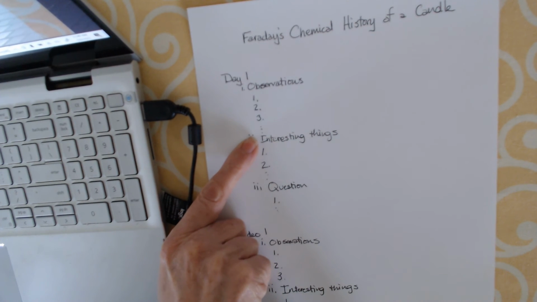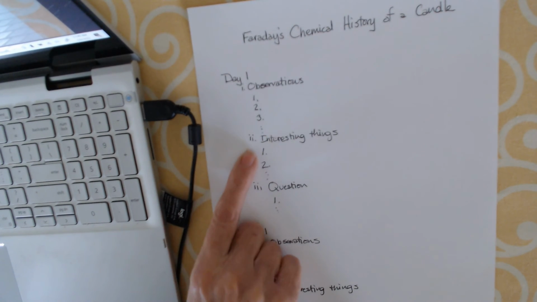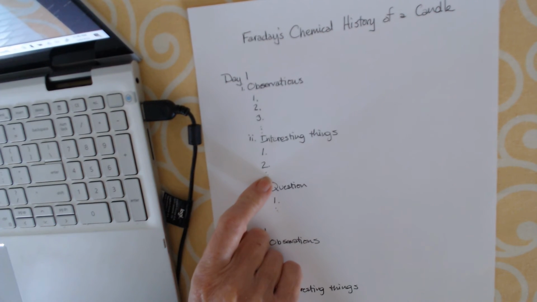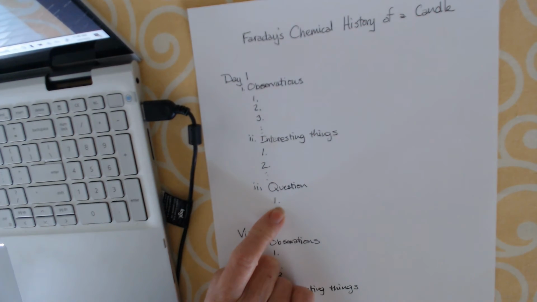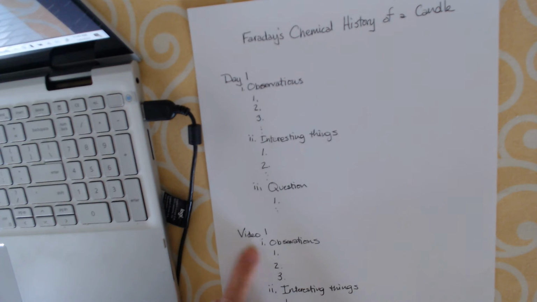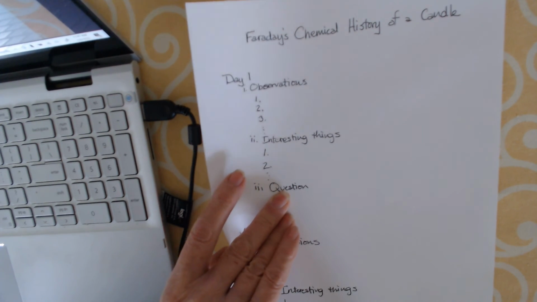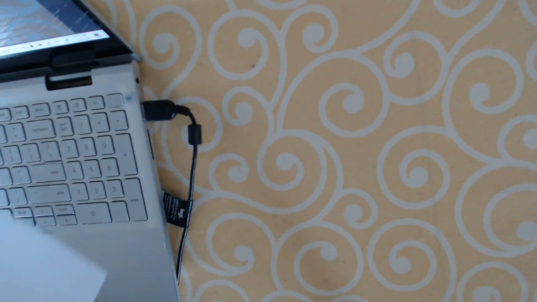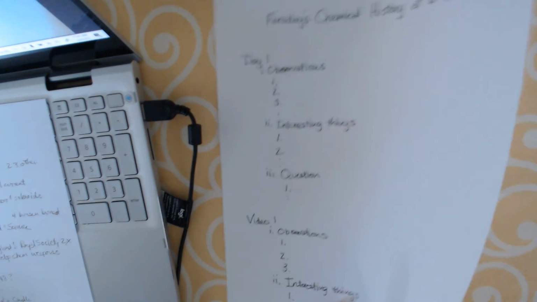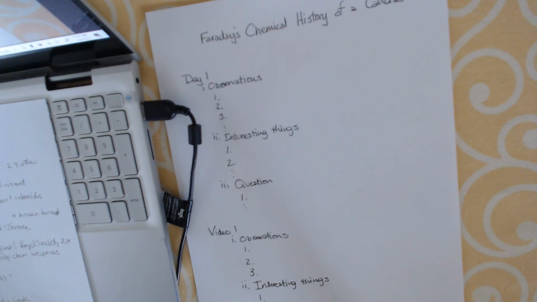Again, day one observations, I would get as many as you can. That'll make this project much more fun and interesting. Interesting things, again, get as many as you can, and then at least one question. And then video one, out here at the margin again, you're indenting, and you're doing the same thing for each of your videos. And then at the end, obviously, you're answering your own questions, and then you are attaching your beautiful artwork that you're going to create. So that's that project. Here, I'll leave this up so you can look at it a little bit more, because I want to tell you a little bit about Michael Faraday.